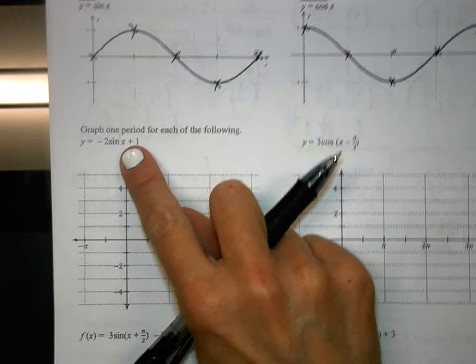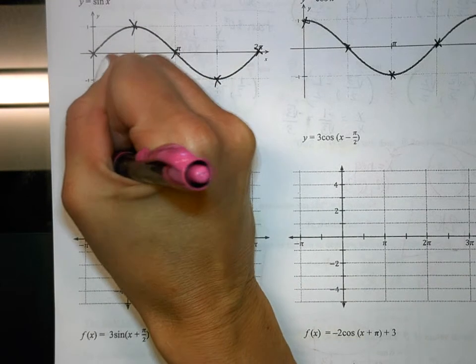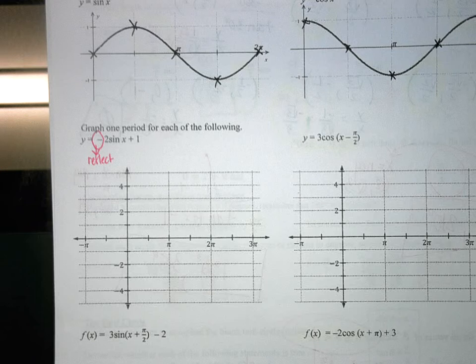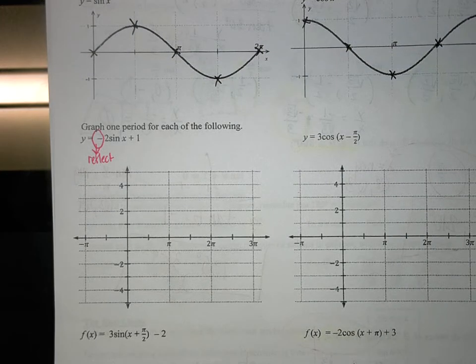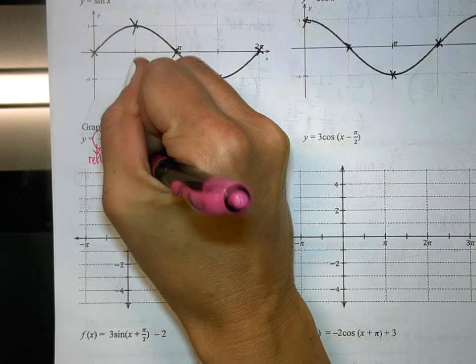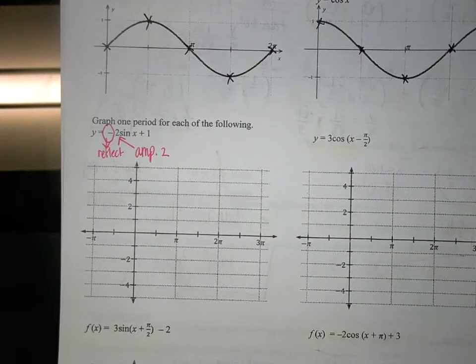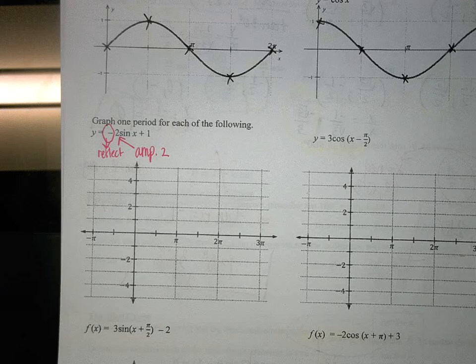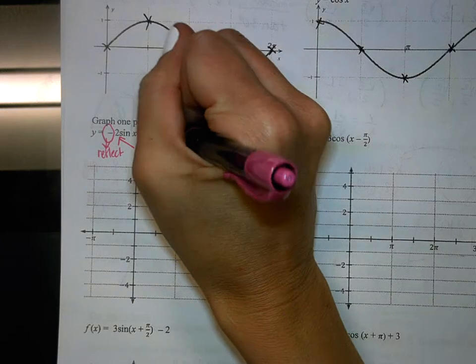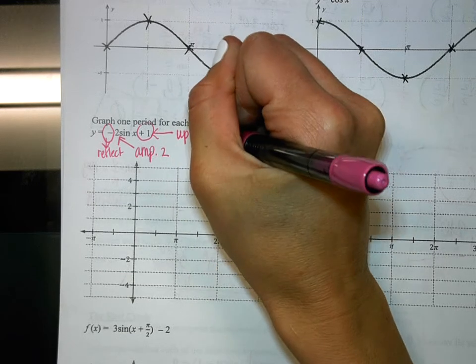Okay? A couple things that we need to notice are negative means that it's going to reflect. What does this 2 mean? It means an amplitude of 2. So instead of it going up to 1, like a regular sine function, it has an amplitude of 2, so it's going to go up to 2 and down to 2 instead of up to 1 and down to 1. And then this +1 right here, what does that mean? It's going to translate up 1.